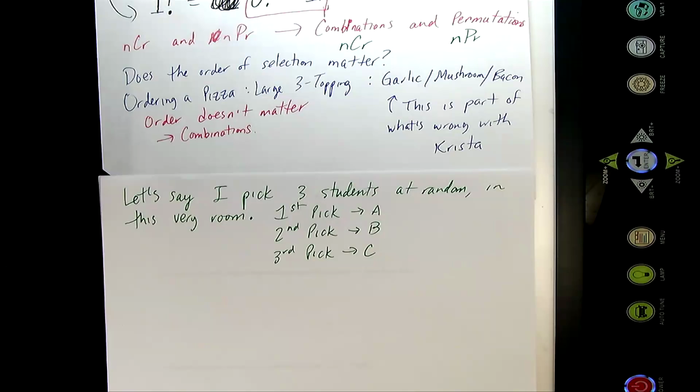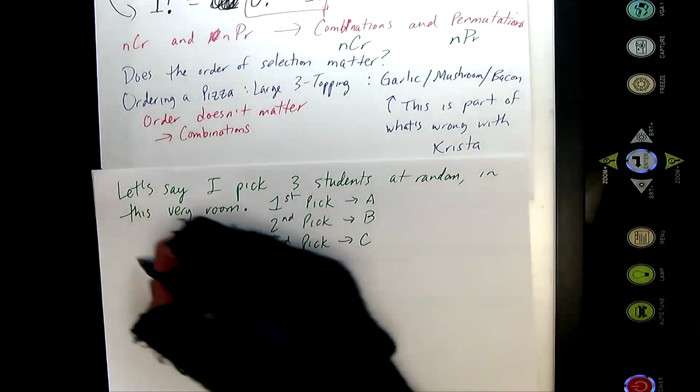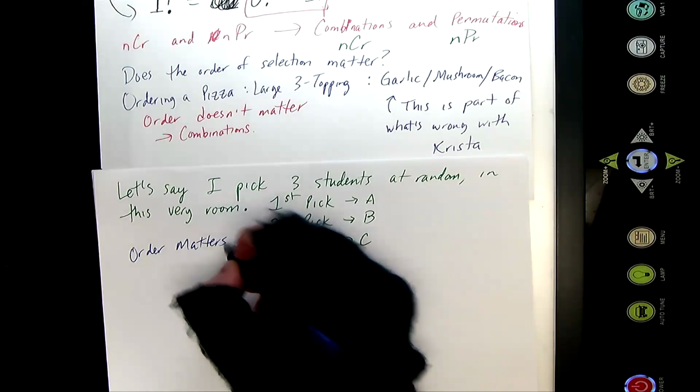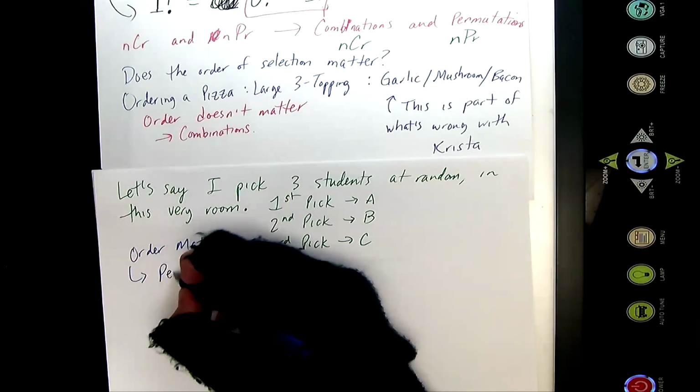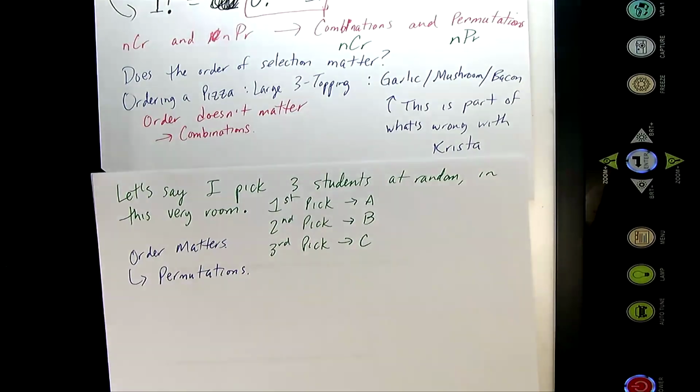Does order matter here? It doesn't matter to me, but it probably very much matters to you. I bet Val is like, pick me, I wanna go first. You're not lying. Here, order matters. And so this is under permutations. Why does it matter though? Because if I pick you first, you get an A, and if I pick you second, you get a B.